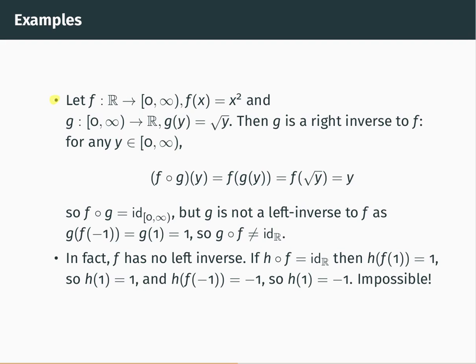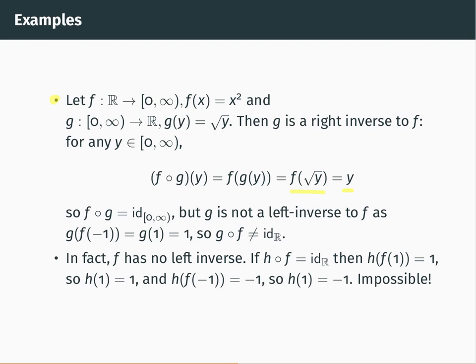In fact, g is a right inverse but not a left inverse to f. So to see that it's a right inverse, well, for any y in the domain of g, f composed with g of y is f of the square root of y, and that's just y again. That tells us that f composed with g is the identity function on the domain of g, which means that g is a right inverse to f. But g is not a left inverse to f.